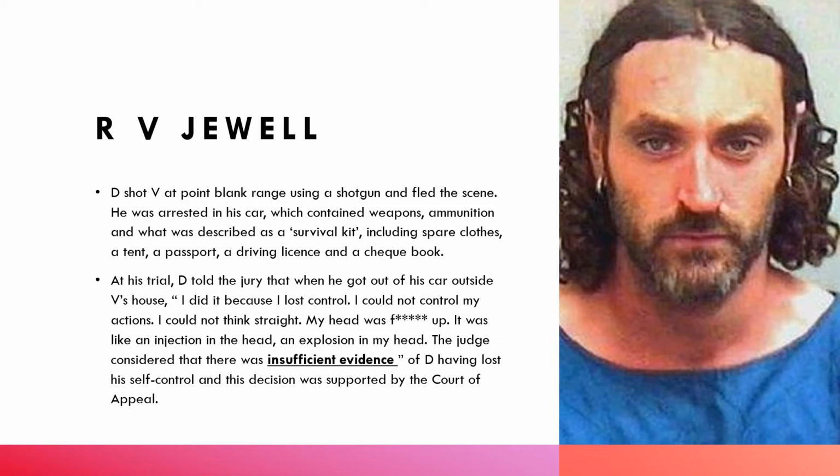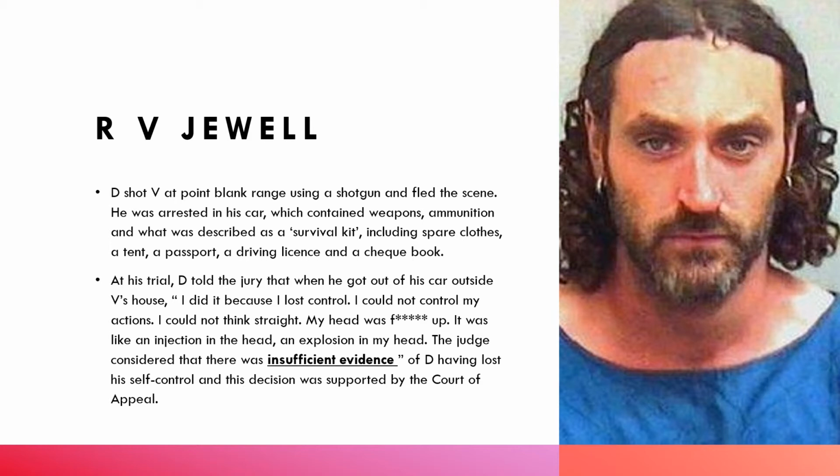A good example of this is Dawes. Dawes shot a victim at point blank range. He was arrested in his car, and in his car he had weapons, ammunition, and what was described as a survival kit, which included spare clothes, a tent, passport, driver's license, and even a checkbook. Now, at his trial, he gave a description: I did it because I lost control, and so on.